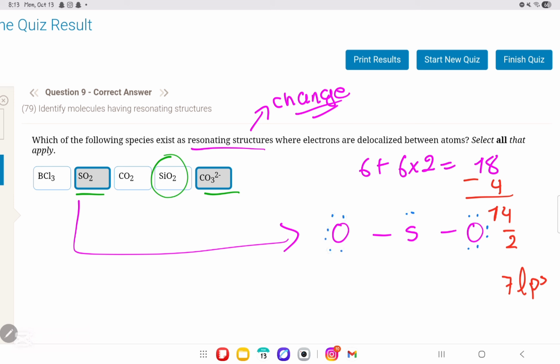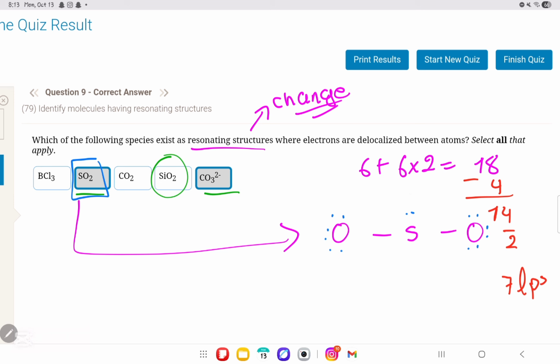Perfect. Now, what do we need in this scenario? We need SO2 to be able to complete what? To be able to complete the octet. As you can see, how many electrons does S have? It has 1, 2, 3, 4, 5, 6. So it's still missing 2 more electrons. How do we do that?